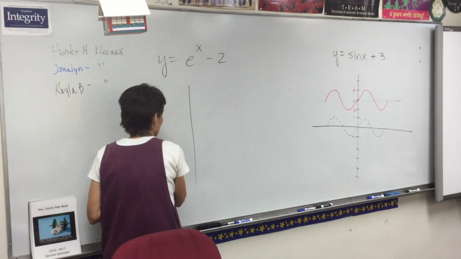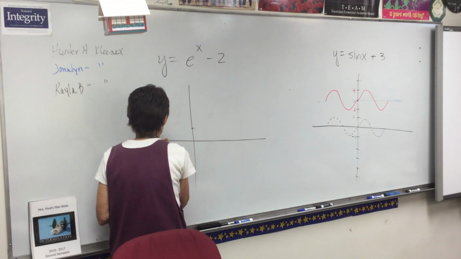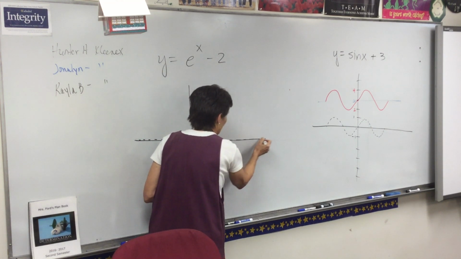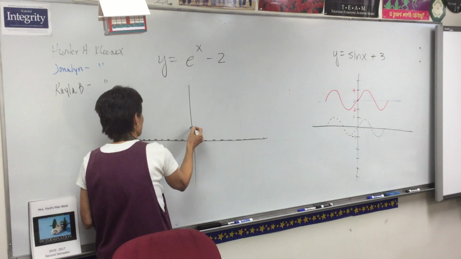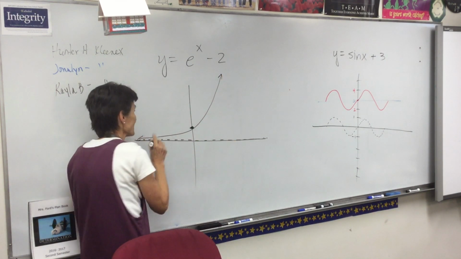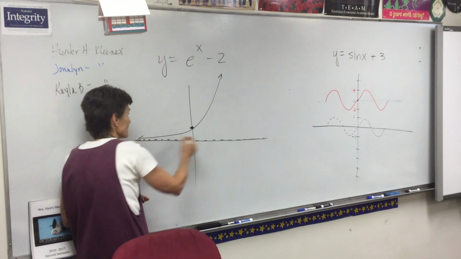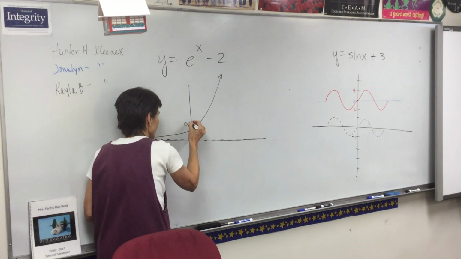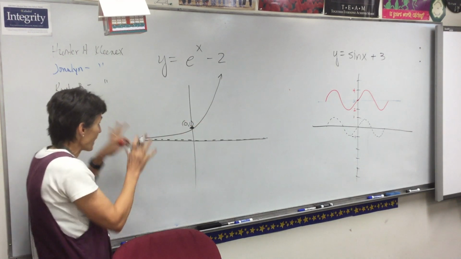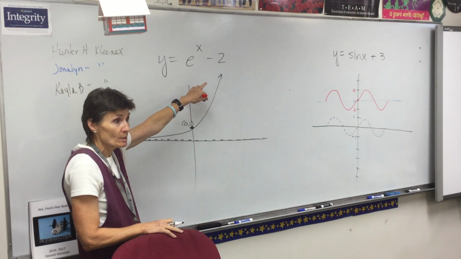So again, we're going to start with my base. This is my basic. This is my BFF that I memorized. This is 0, and this is the point 0, 1. So that whole shebang is getting dropped down 2.